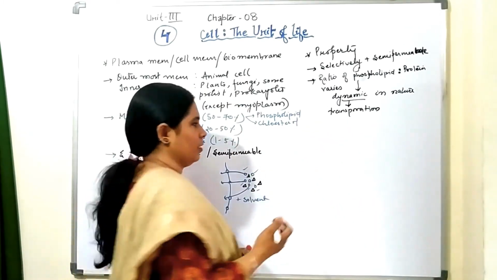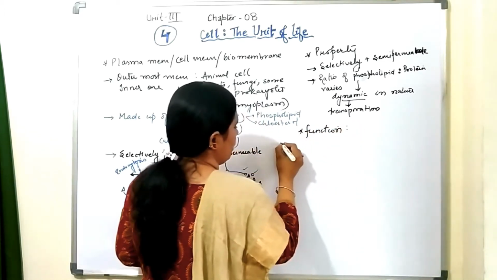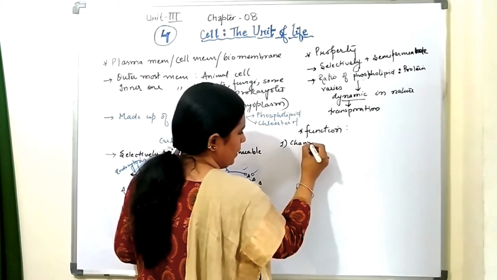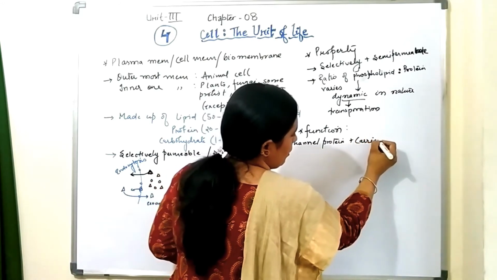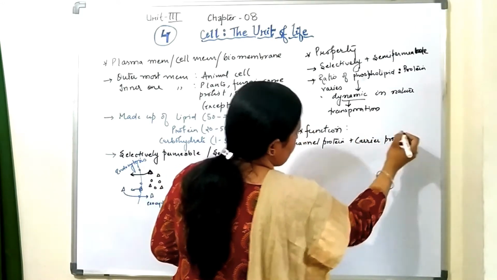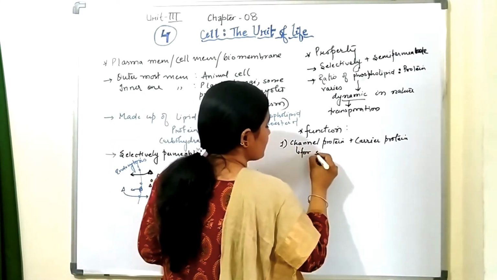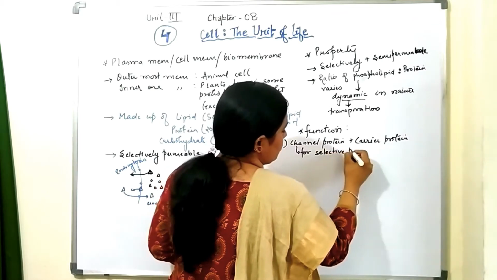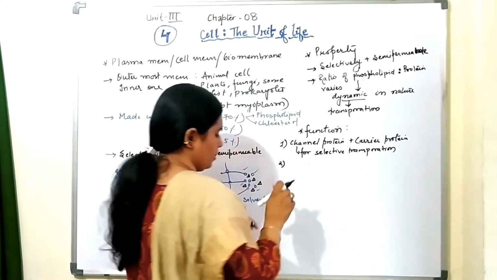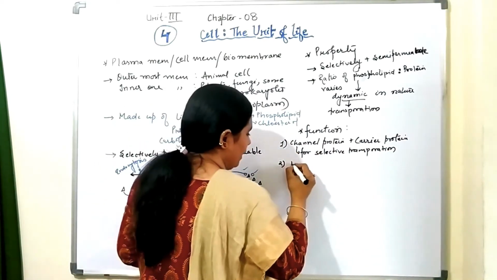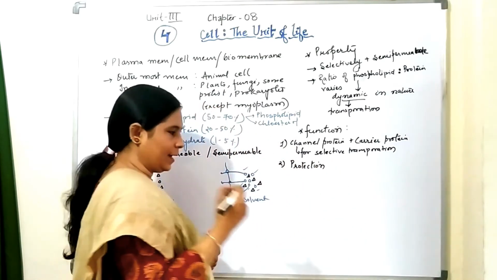Okay, now let's talk about the function. If we talk about function, number one is channel protein and carrier protein are present in the membrane. ठीक है, ये दोनों टाइप के प्रोटीन्स मेम्ब्रेन में प्रेजेंट होते हैं फॉर सिलेक्टिव ट्रांसपोर्टेशन. Next, this plasma membrane helps in protection. वो इनसाइड एनवायरनमेंट को प्रोटेक्ट करता है.